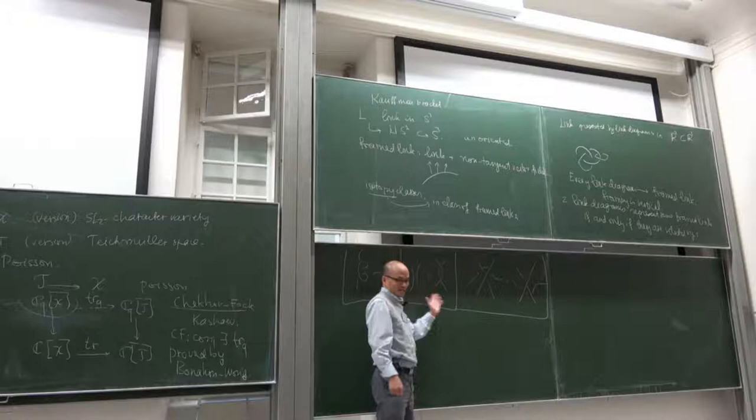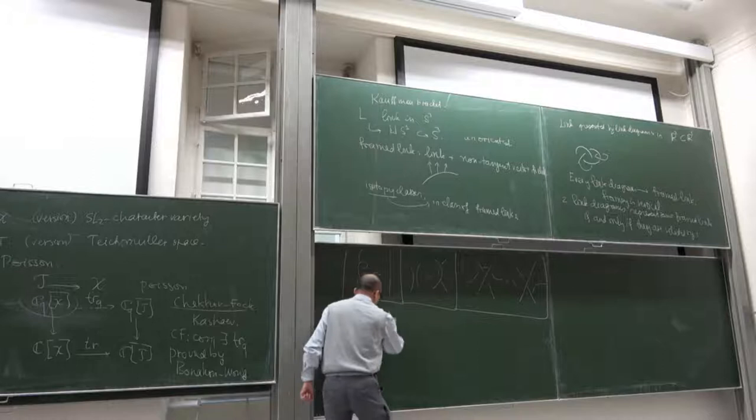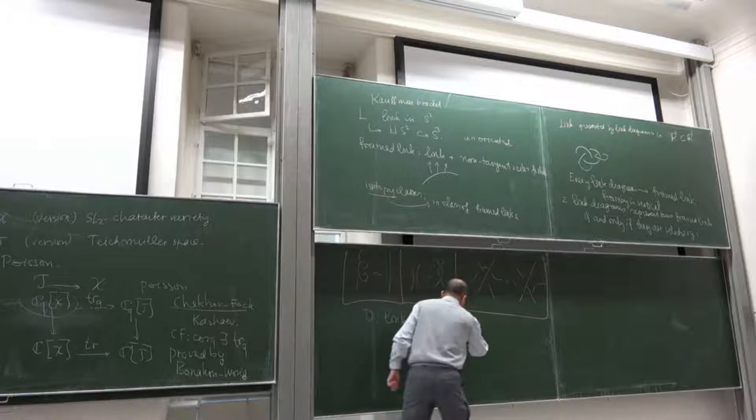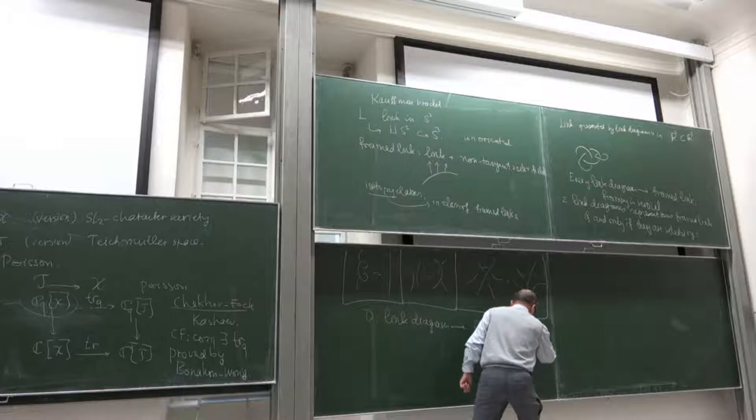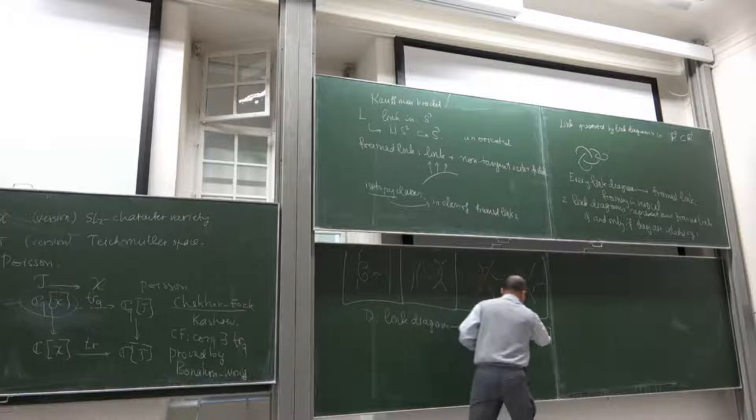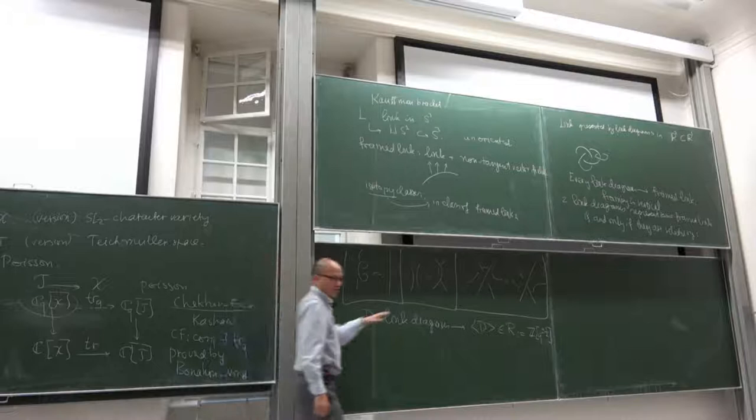So this is a link diagram. You associate the bracket polynomial, the Kauffman bracket polynomial, in the ring that I denote by R, and by definition this is the ring Z[q^{±1/2}]. I add the square root of q for convenience later, although for the first part we don't need the square root of q.